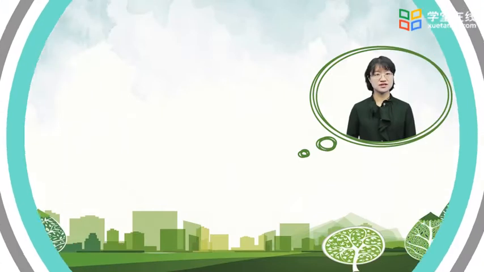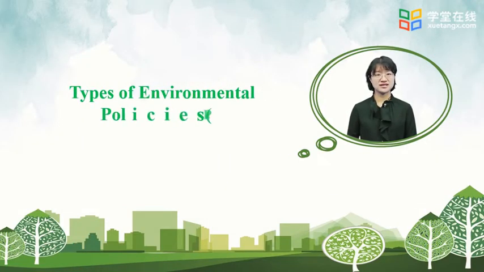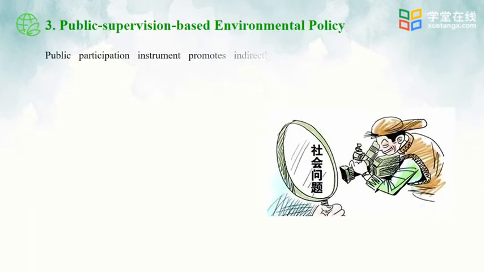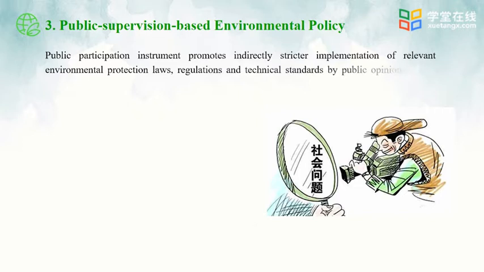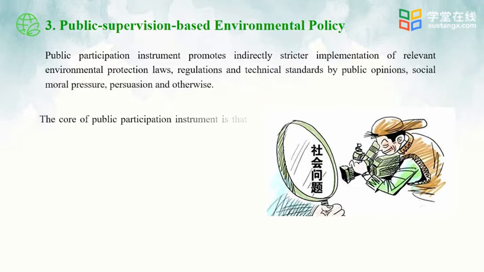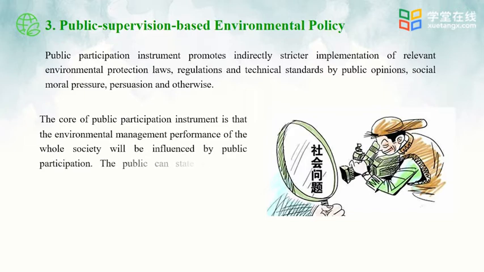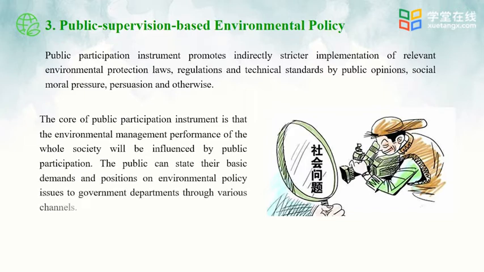Now let's learn about the public supervision-based environmental policy. What is the public supervision-based environmental policy? It is a new type of environmental policy emerging in the 21st century. It's quite new. It promotes indirectly strict implementation of relevant environmental protection laws, regulations, and technical standards by means of social public opinions, social moral pressure, persuasion, and otherwise.